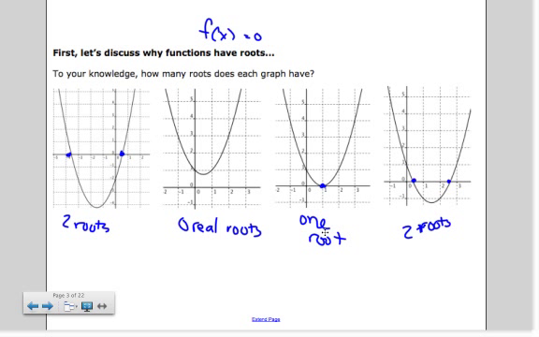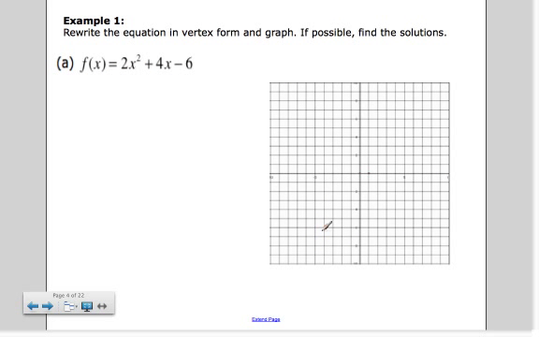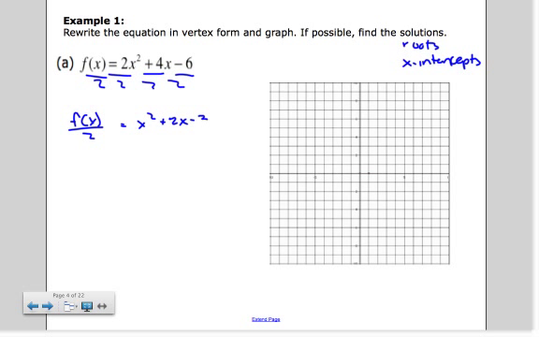Let's rewrite the equation in vertex form and graph it, and we're going to find the solutions or the roots or the x-intercepts. These are all the same thing: roots, x-intercepts, from this function. First, divide by a. So I'm going to divide everything by 2. That's f of x over 2 equals x squared plus 2x minus 3.